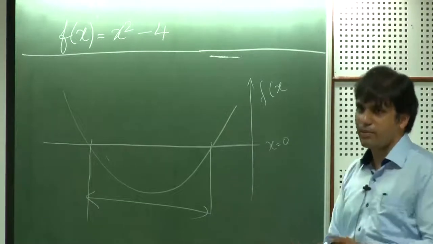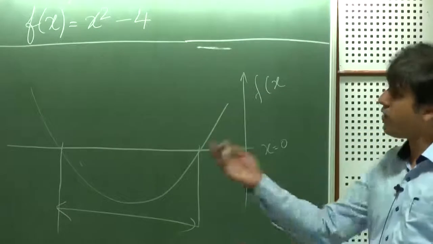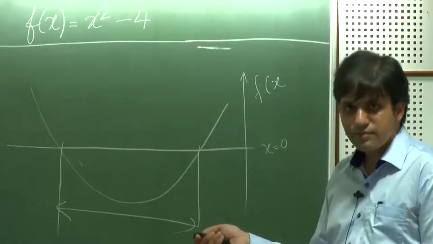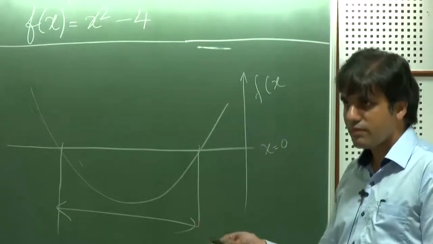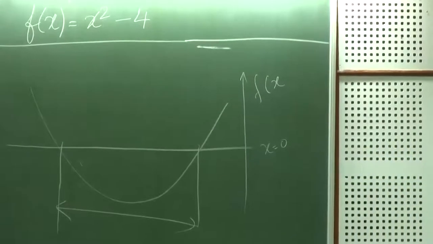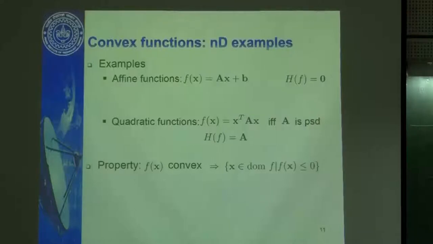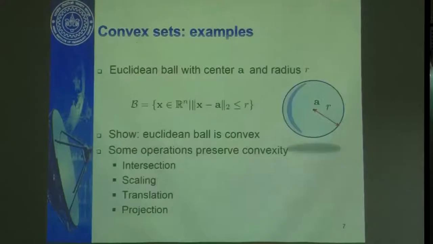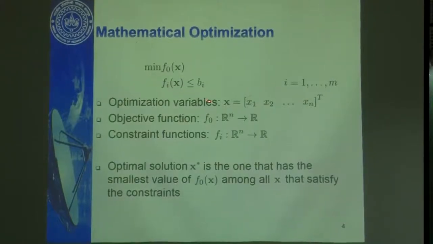The same idea applies to higher dimensions. For any convex function that you take in n dimensions, its sublevel set will always be convex. This means that if we have a convex function, the set of feasible points, so let us go back and look at our optimization problem: if fi of x is convex, what can you say about the set of points x such that they satisfy fi of x less than or equal to b?